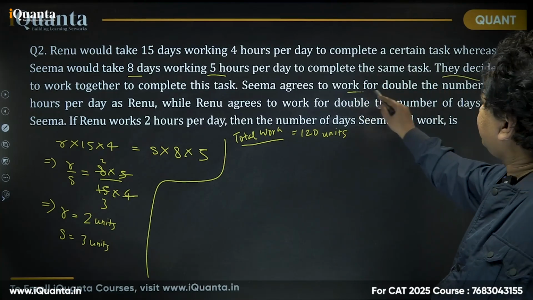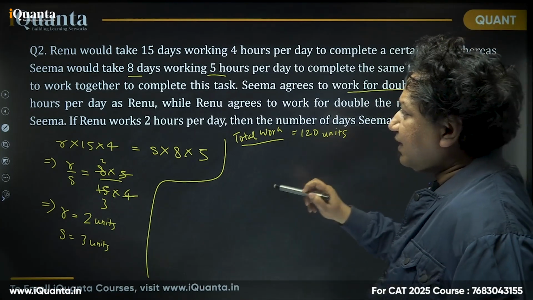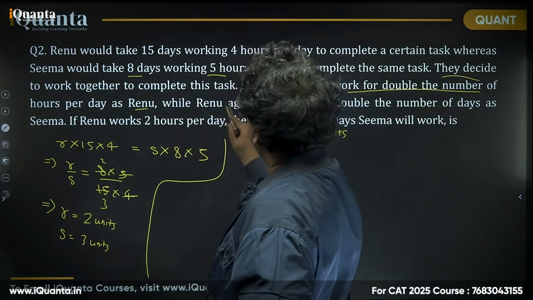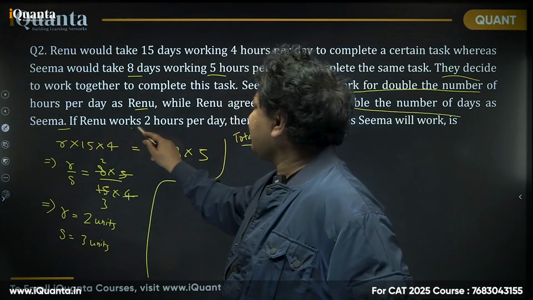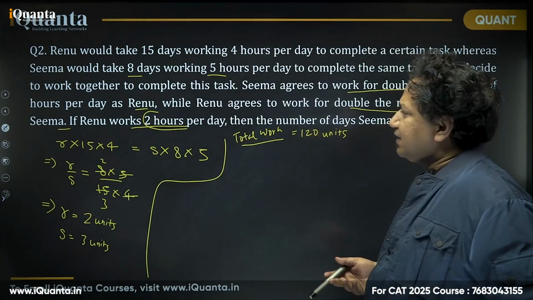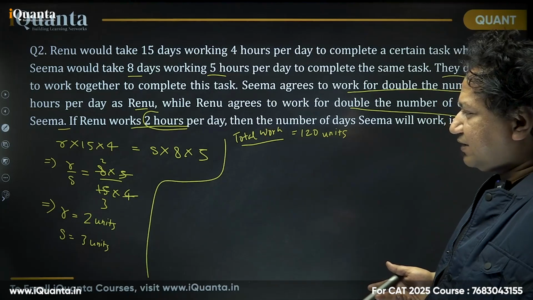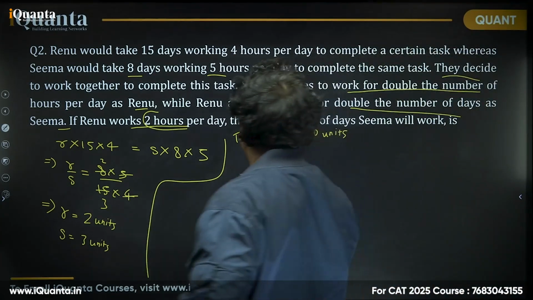Seema agrees to work for double the number of hours per day as Renu, while Renu agrees to work for double the number of days as Seema. If Renu works 2 hours per day, it is given to us. Perfect. The number of days Seema will be working is what we need to find.